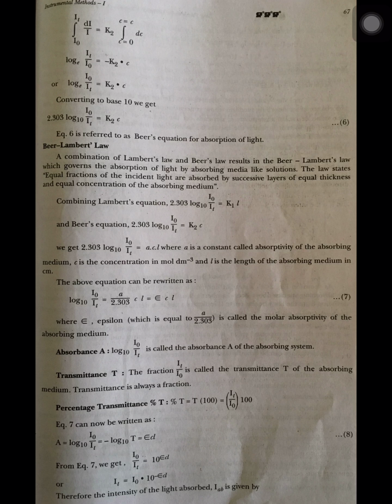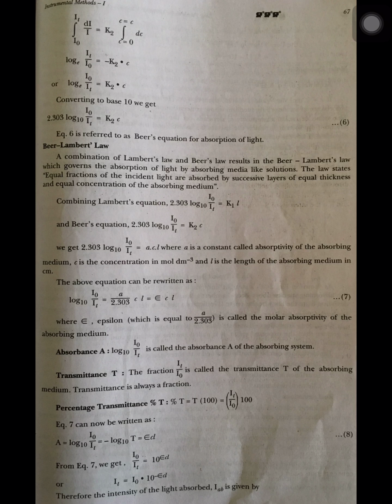So this is the equation, that is A is equal to epsilon CL, or we can write A is equal to negative log to the base 10 of T, or A is equal to log to the base 10 I0 by IT. So this is equation number 8. So from equation 7 we again write I0 by IT is equal to 10 raised to epsilon c into L, or IT is equal to I0 10 raised to minus epsilon c into L.